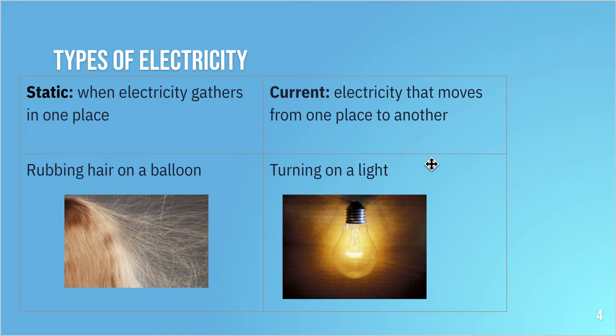Current electricity is when electricity moves from one place to another. An example of this is turning on a light. When you turn on a light, there is a flow of electrons moving through an electrical conductor in an electrical circuit. We'll get more into circuits in the next video, but basically there is a flow of electrons which creates electricity, which powers on the light bulb.